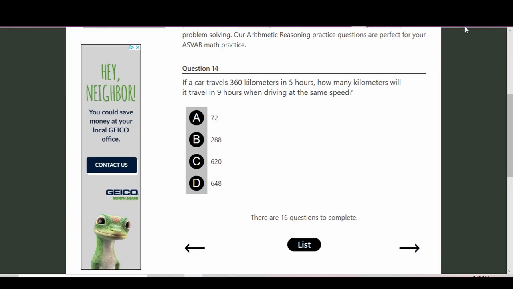All right, question 14. Question 14 says, if a car travels 360 kilometers in 5 hours, how many kilometers will it travel in 9 hours when driving at the same speed? So the last one, or 2 problems ago, we were asked to find the average speed. This one is asking us to find how far, or the distance, it will travel given a certain rate.